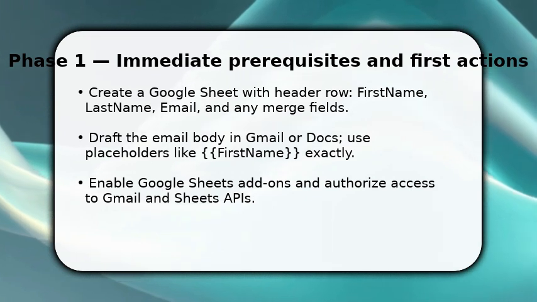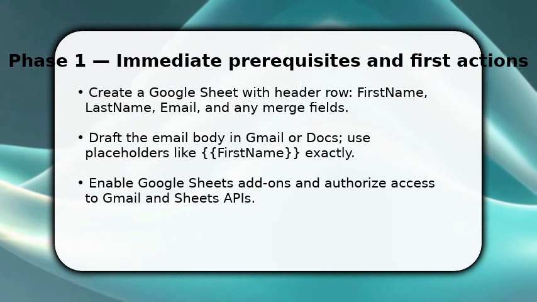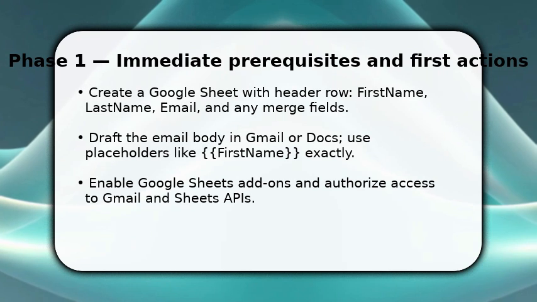This authorization is required to send on your behalf. You want field names identical, no extra spaces, and a sample row to test. Doing this prevents mapping errors later.